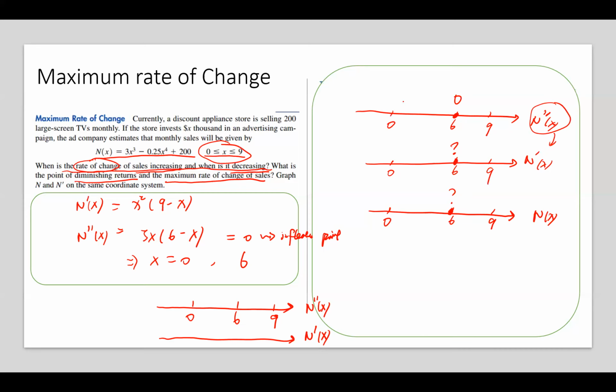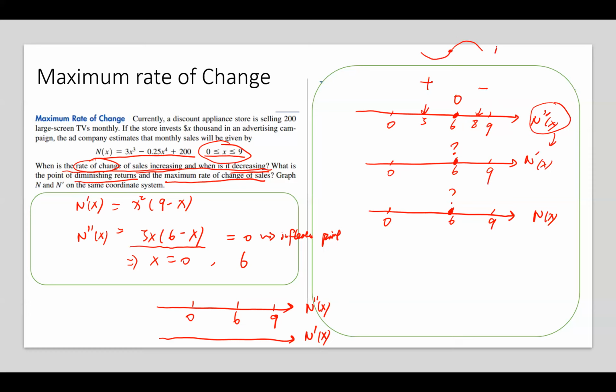Let's just plug in a number. Take x equal to 3: the expression for the second derivative is positive. So on the left it is positive, and for a number in the second range, it is negative. What this means is that on the left it's going to be convex, and on the right it's going to be concave. And this point is actually the inflection point.